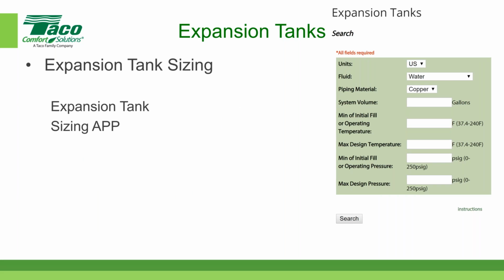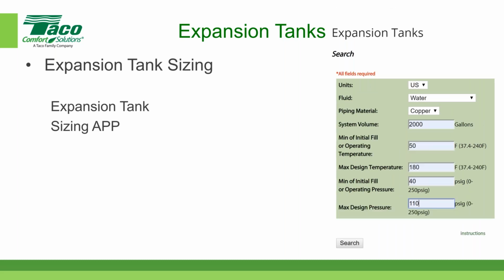So now we're at the expansion tank app, and here you can see that all you need to do is fill in those 5 pieces of information. I'm going to go to the next slide. And here we filled in the volume is 2,000 gallons. The minimum temperature is 50 degrees Fahrenheit. The maximum is 180 degrees Fahrenheit. The minimum pressure is 40 pounds per square inch gauge, and the maximum is 110. By the way, you can see that I've selected clean water, no glycol, and that the piping material is copper.